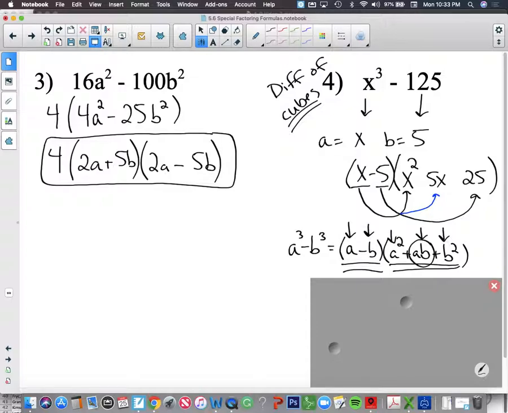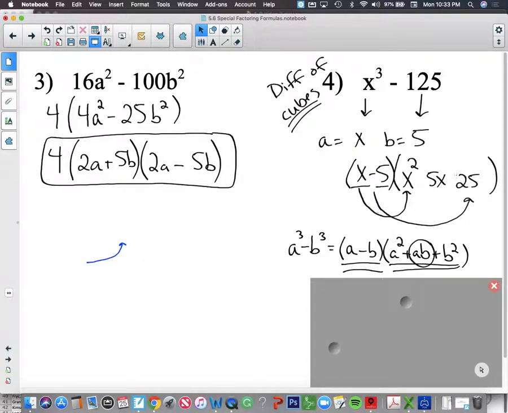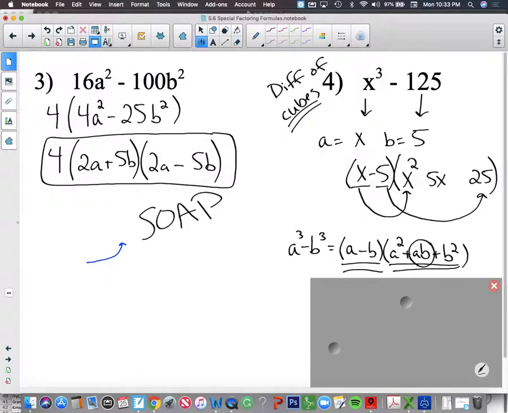Okay? Now there's a way to remember the signs. You're going to think soap, just soap, like hand soap. In order to remember the signs, you're going to think soap. I've got to leave those there so we don't lose them. Soap: same, opposite, always positive. Soap, same, opposite, always positive. That's how I remember my signs.